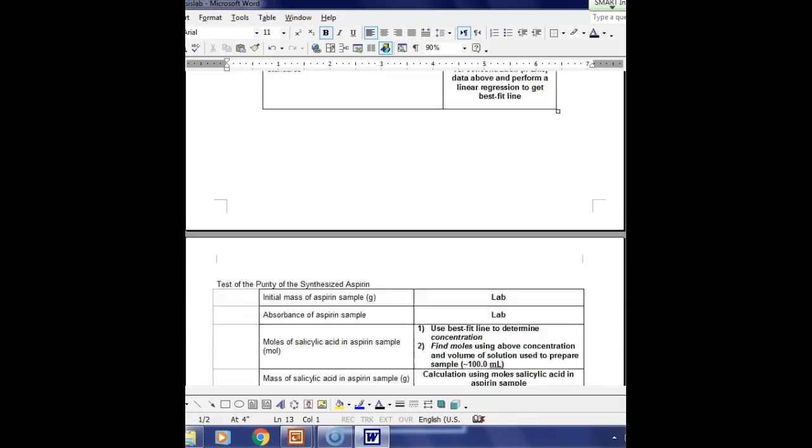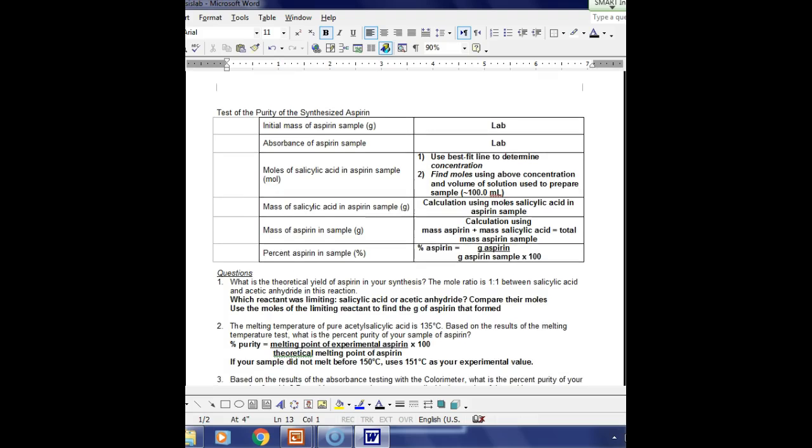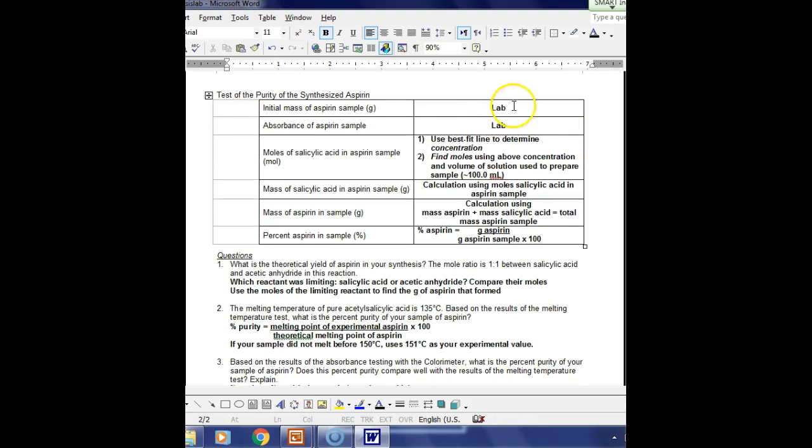So once you get that, you'll move on to the chart on the back. It is here where you should have put the amount of aspirin that you measured out to make your sample that was tested, along with the absorbance reading of that sample. And as I just talked about, the best fit line that I generated for you at the standard solutions, you'll use that to determine the concentration of your aspirin sample.